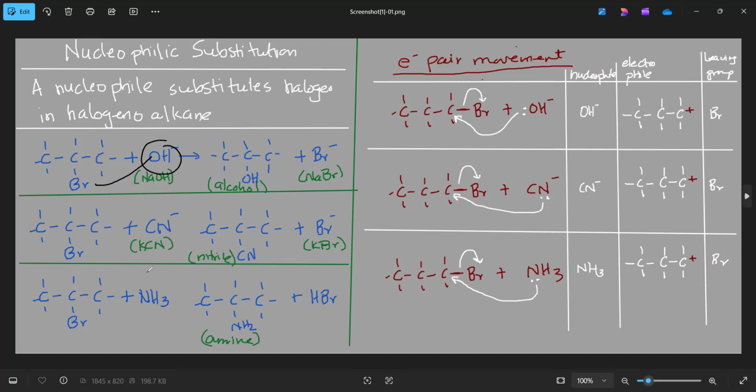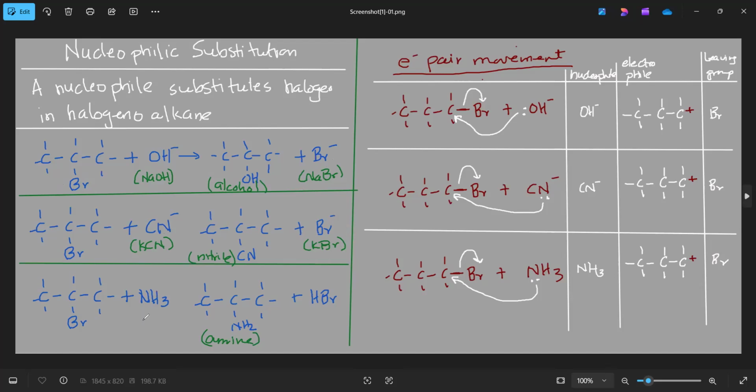But the byproducts may differ. OH minus comes from an alkali like sodium hydroxide, potassium hydroxide, etc. So here I have taken sodium hydroxide. So the bromide that leaves will go with that sodium to form sodium bromide. Similarly, the cyanide here will be potassium cyanide. So the bromide that will leave here will be with the potassium, forming potassium bromide.